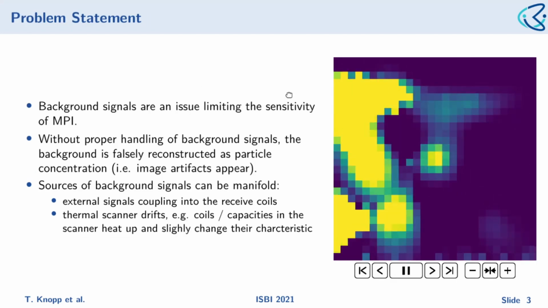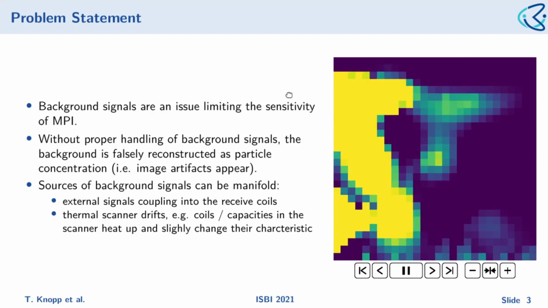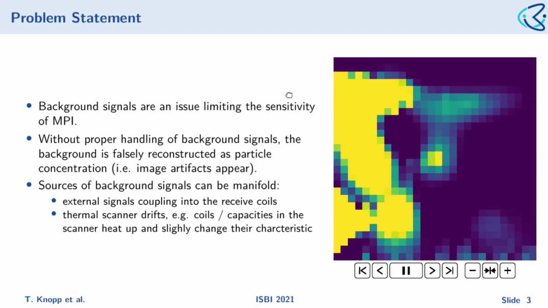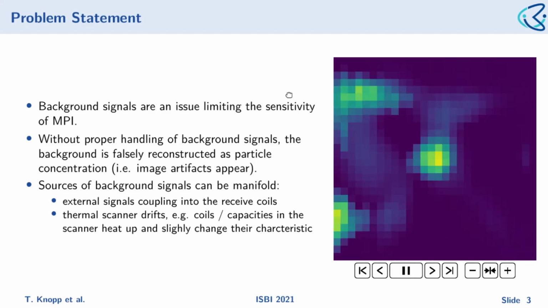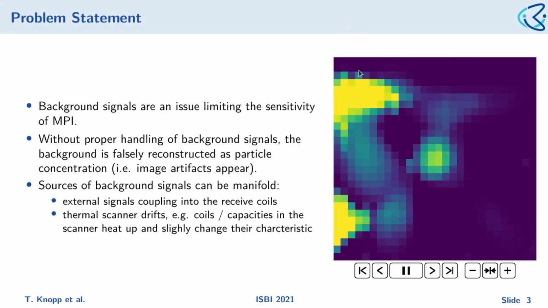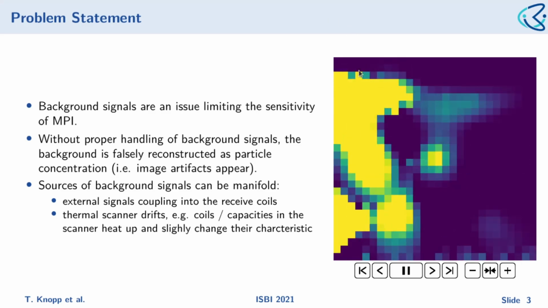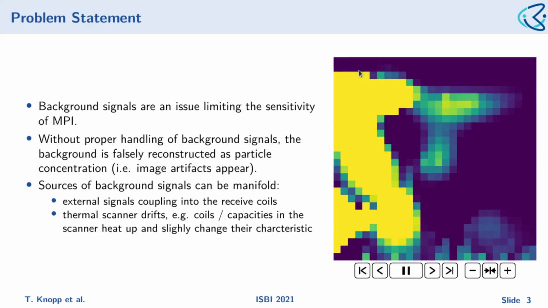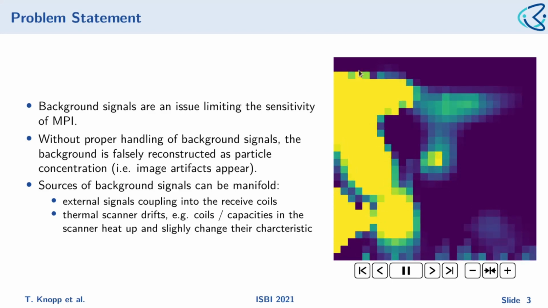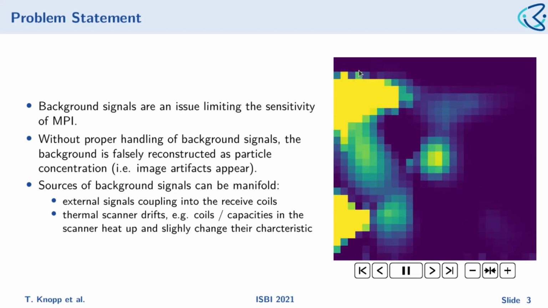In practice, the high sensitivity is limited by background signals that disturb the measurements. Without proper handling of these signals, artifacts appear in the reconstructed images, like it is shown on the right. In this experiment, only a point sample is located in the center, but on the left-hand side one can see an artifact that increases over time due to a drifting background signal. Sources for background signals are, for instance, disturbing signals from the environment or thermal scanner drifts, both of which cannot be fully avoided.